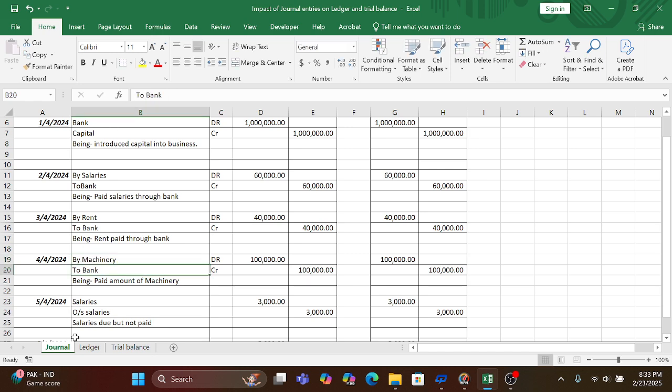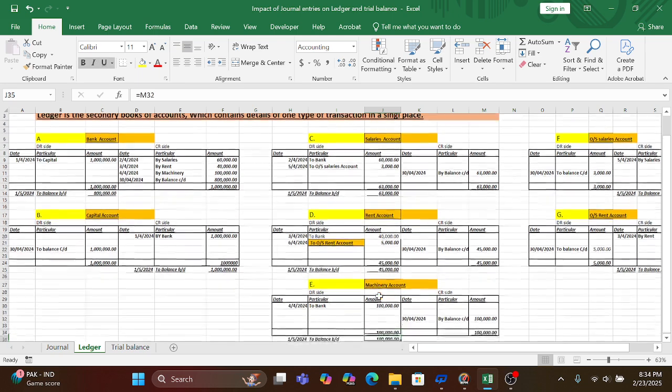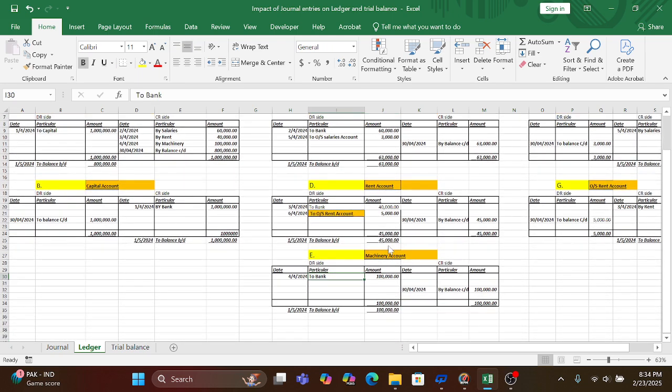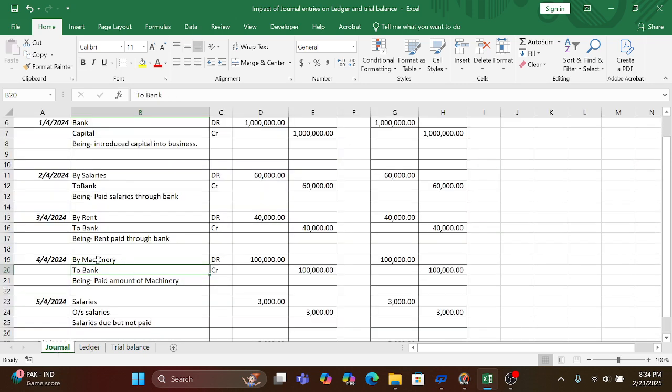So in a machinery account we will post the entry "to bank", and in a bank account we will post an entry "by machinery". If you see here, in a machinery account I have to show "to bank", and in a bank account I have to show machinery on the "by" side.